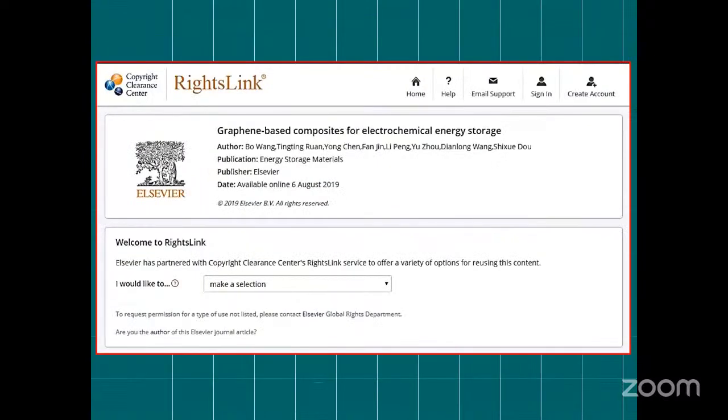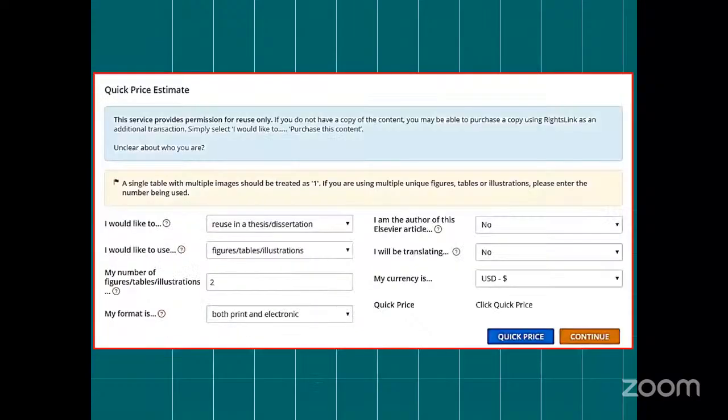Then after this, you can click where you would like to use it: a book chapter, journal, or what kind of publication. Then you can click figures, text, or table. Then you write it here, and how many figures, you write the number. Your format is printed and electronic. If you do not know the author of this article, click no. If you are the author of this article, you can give yes.